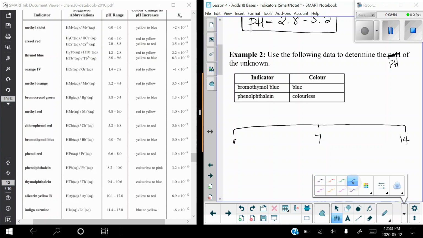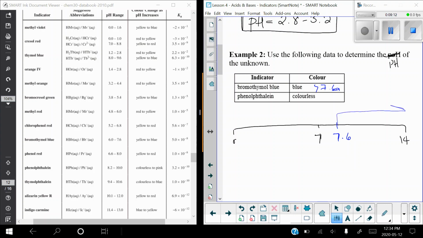Let's grab a different color here. That means it's going to be a pH greater than 7.6. Okay, so I'm going to find 7.6, and it's going to be greater than 7.6. The next one is phenolphthalein, and phenolphthalein turns this vibrant pink color with strong bases. But in this case, it is colorless. So we find phenolphthalein, the range is 8.2 to 10.0, and it was colorless. So it's going to be less than 8.2.